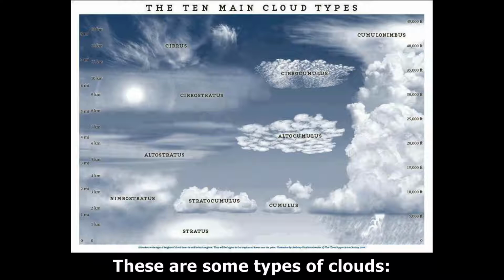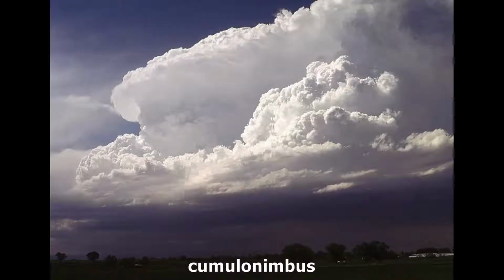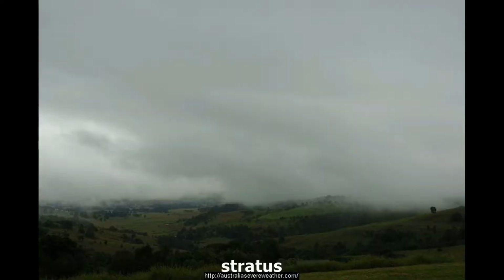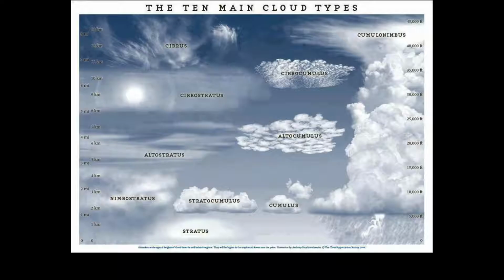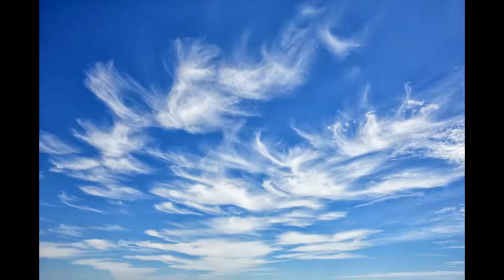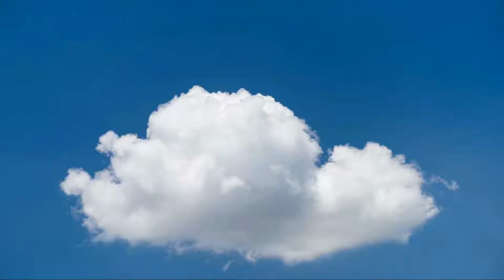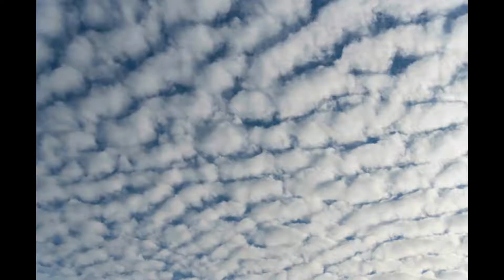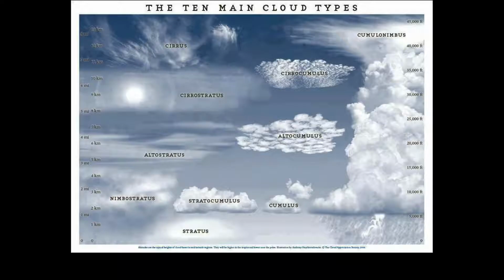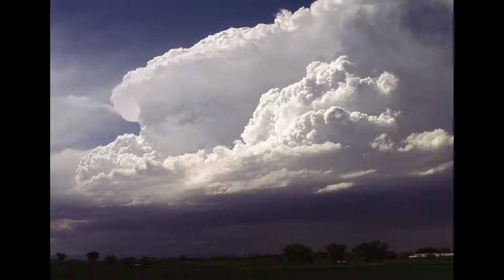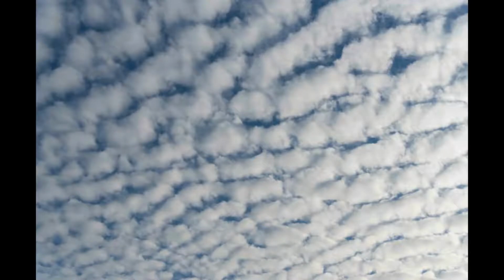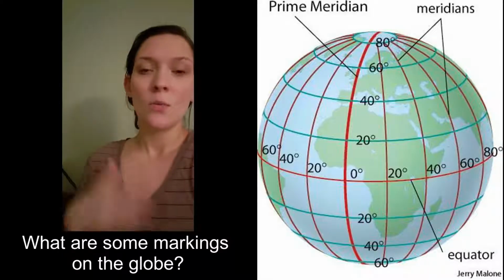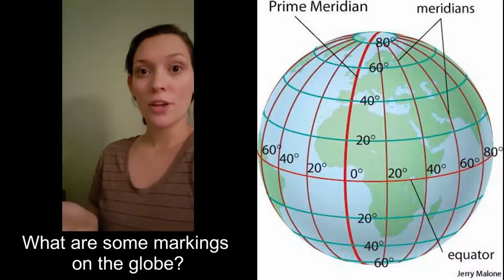What are some types of clouds to the tune of Hickory Dickory Dock? These are some types of clouds: cumulonimbus, cirrus, stratus, cumulus, stratocumulus.